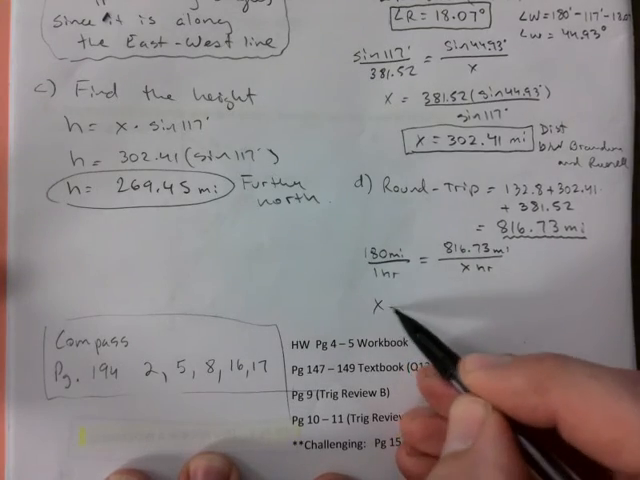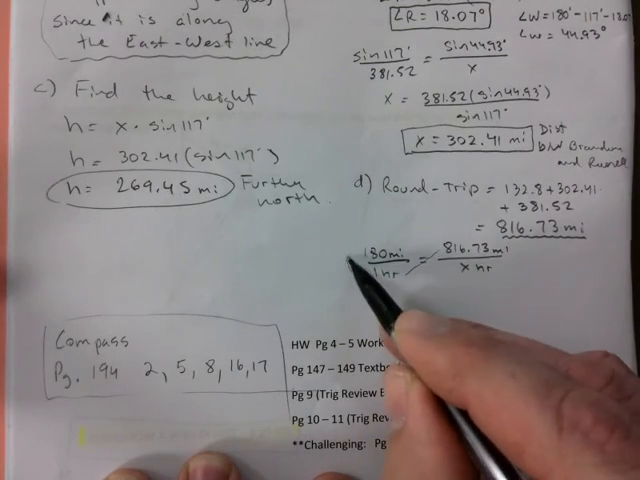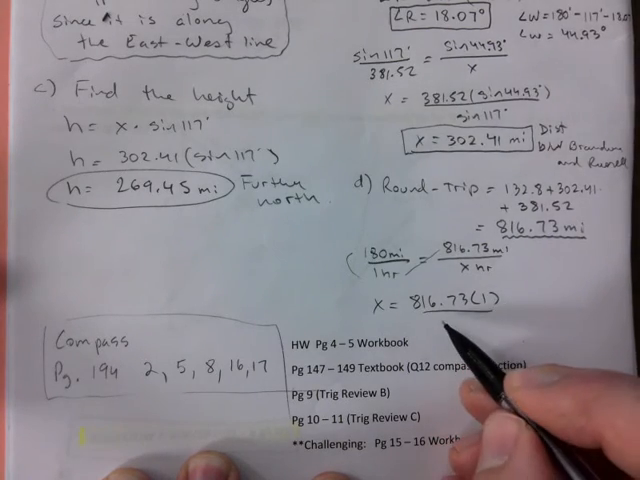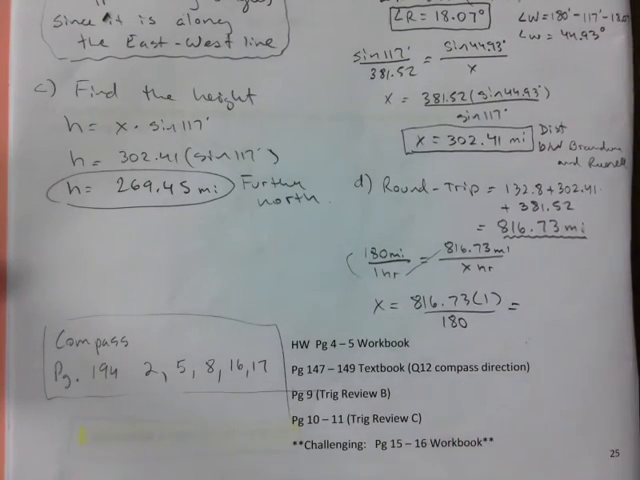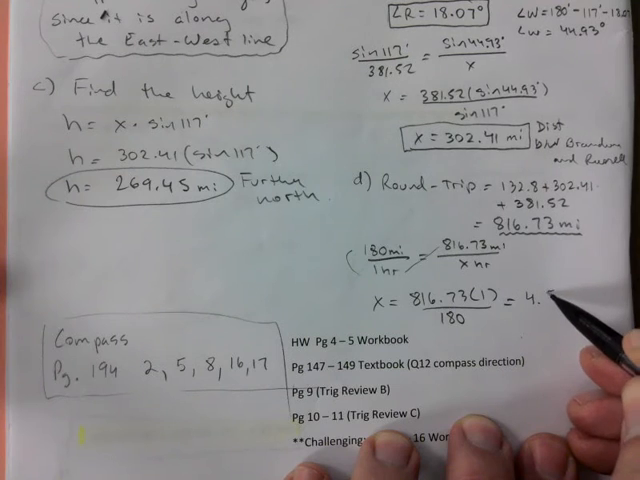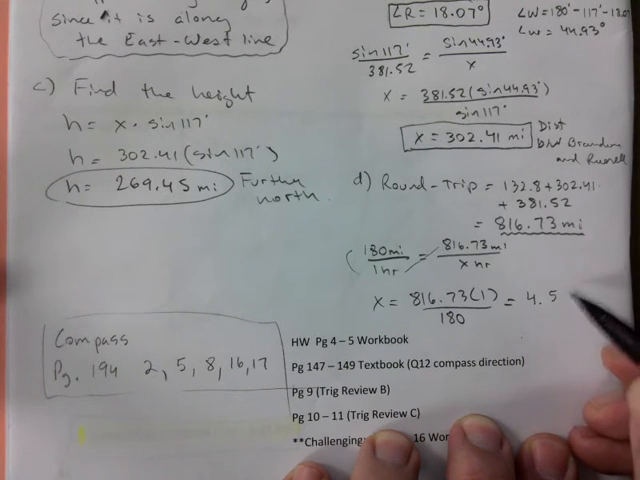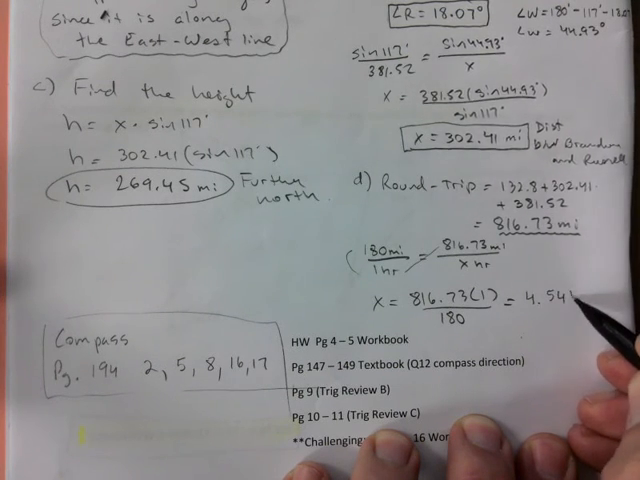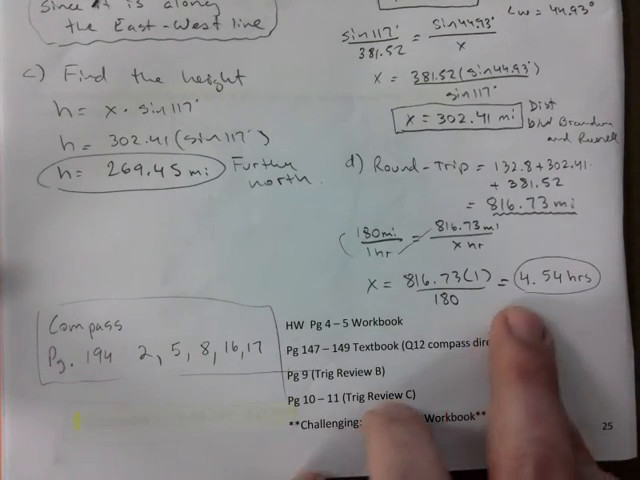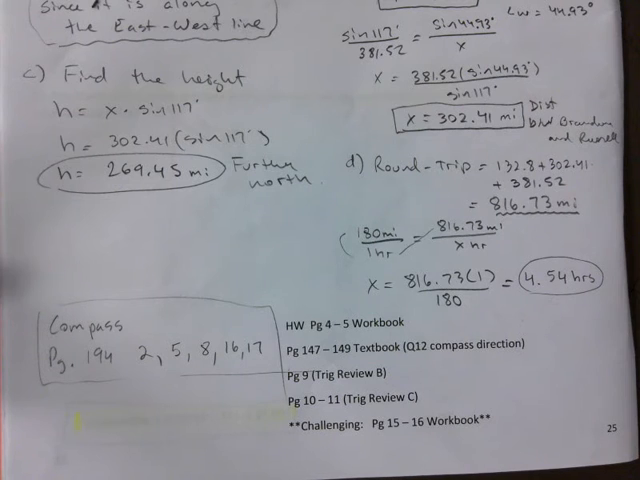Okay, so we cross multiply and divide. It's 816.73 times 1, not that we're going to type that in, but I like to at least show that, divided by 180. So that would take 4.53 or 54 hours, so about 4.5 hours. I could ask you to state it in hours and minutes, but I'm just going to leave it at that.